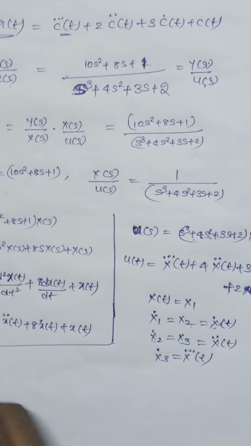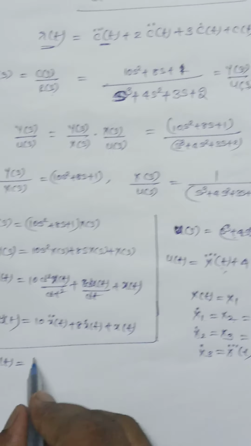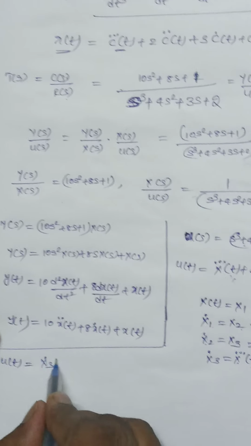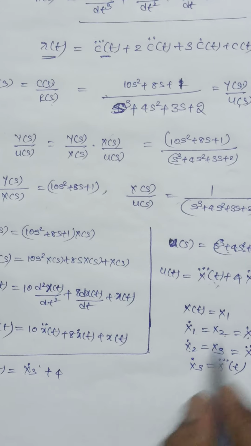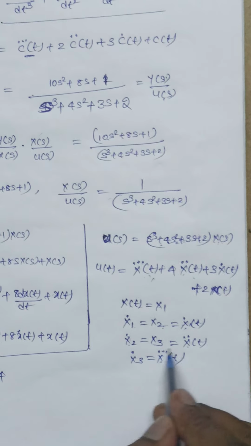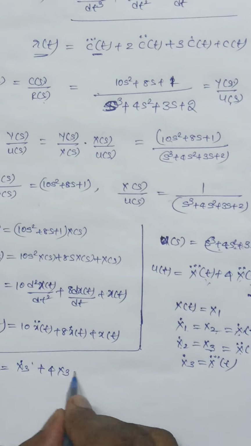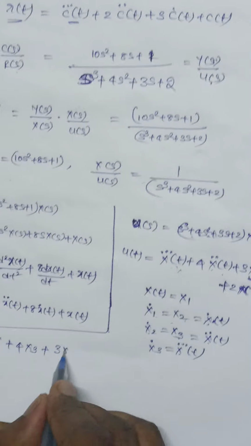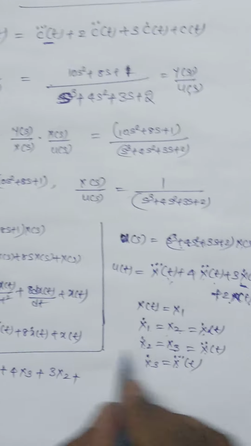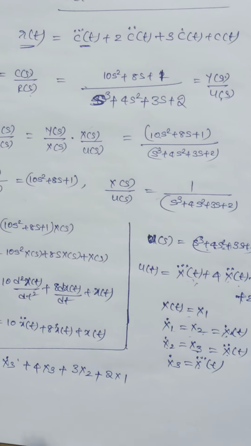So from this, u of t is equal to x3 dot plus 4 into x double dot of t, x double dot of t is equal to x3, plus 3 into x dot of t, x dot of t is equal to x2, plus 2 into x of t, x1, 2 into x1.